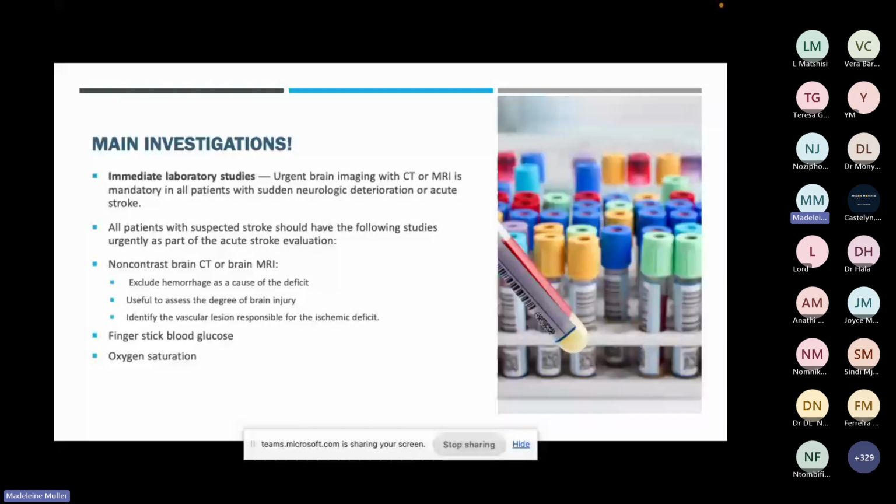It's useful to assess the degree of brain injury and also helps identify the vascular lesion responsible for the ischemic deficit. A fingerstick glucose needs to be done as well as oxygen saturation. So before your patient goes for CT, it is enough if ABCs are done, history, that first examination, finger prick glucose and oxygen saturation. If those things are done already, your patient can go for the CT brain.